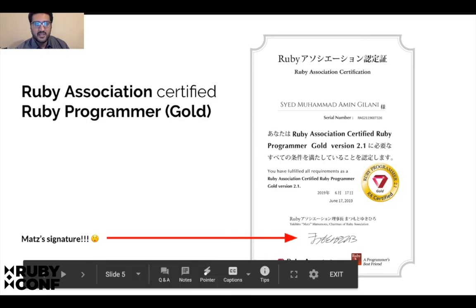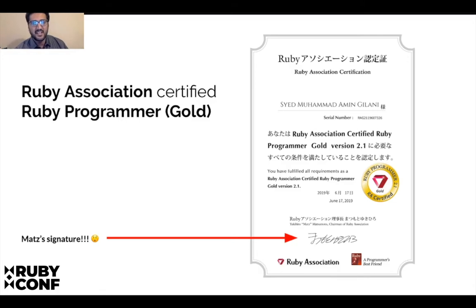By the way, I also happen to be a Ruby Association certified Ruby Gold programmer. This is one of those really geeky things that I almost always get very excited about when I talk to Ruby developers. That's Matz's signature right there at the bottom of this certification. So I have a piece of paper that says I am certified to be a gold standard Ruby programmer, and it's signed by Matz. I don't recommend getting certified. It's not something that I advocate, but it is something that I decided to get, and it's one of those things that I'm extremely proud of, especially when I speak to other Ruby developers about it.